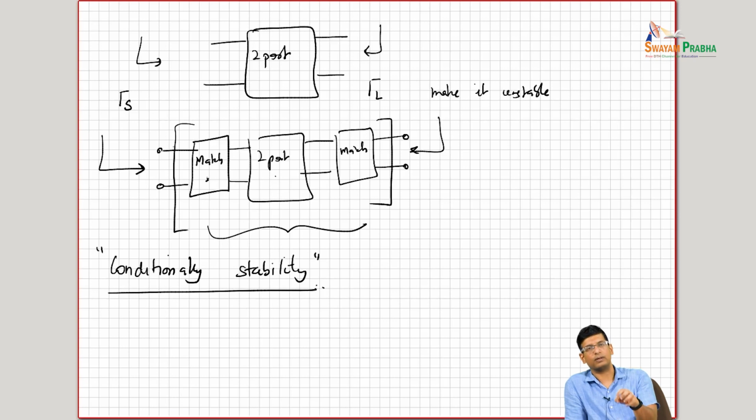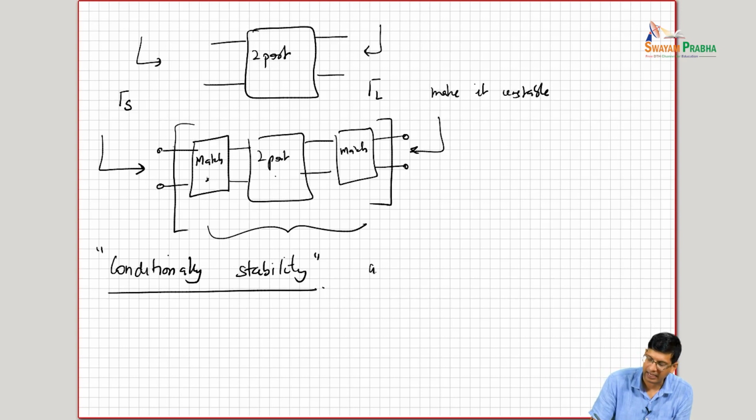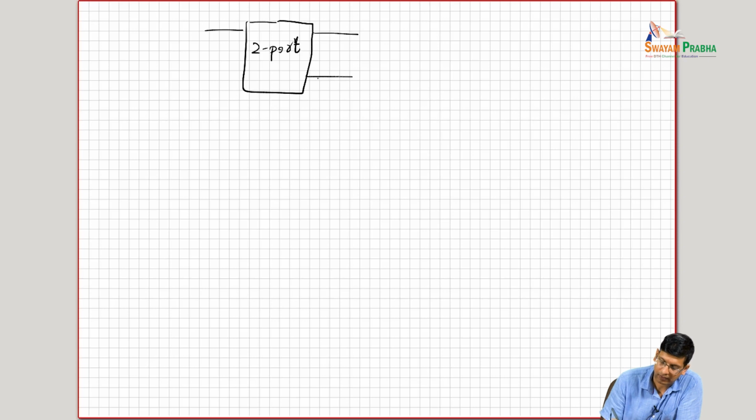That is the concept of conditional stability and the concept of stability circles. When we say on the two-port that I am looking in over here and I'm seeing gamma in, and I'm terminated in some ZL, and I'm looking over here and I see some gamma out, right?